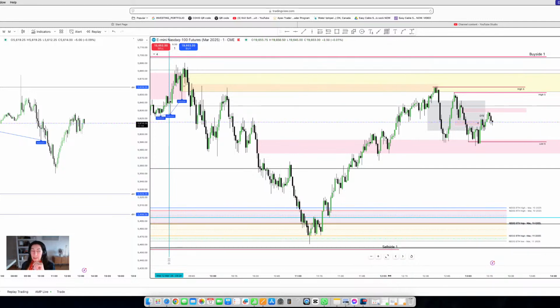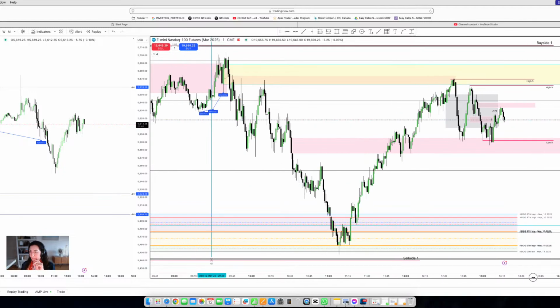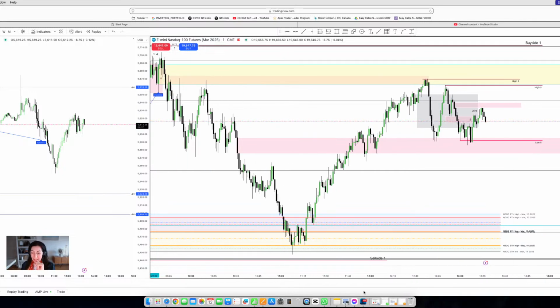But it's only 117. I want to give price enough time to get to the macro at 150 and then see what 2 o'clock brings. So patience. Just tape reading at this point.